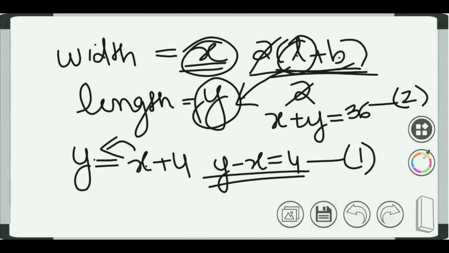Now you got two equations. y minus x is equal to 4, x plus y is equal to 36. Now can you solve the both equations graphically? Same way, first question we have done, no? So you can solve it graphically by getting values for x and y. I'll give you a hint. You can put x is equal to 0, get the value for y. Then put x is equal to, suppose, 8, you'll get value for y as 12. Okay, I'll just write the values here for you.